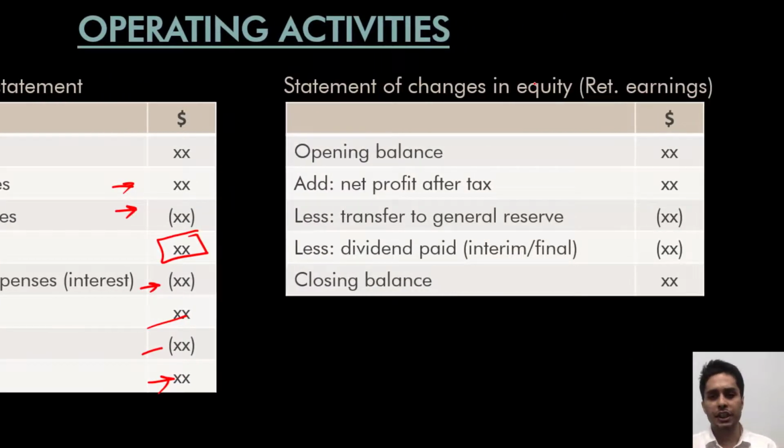And then in the statement of changes in equity, here we are just referring to our retained earnings column, not the entire format. We have our opening balance of the retained earnings that comes from the previous closing balance. To this, we will add our net profit after tax as per the income statement, deduct any transfers to general reserve and payment of dividend, and finally arrive at the closing balance.